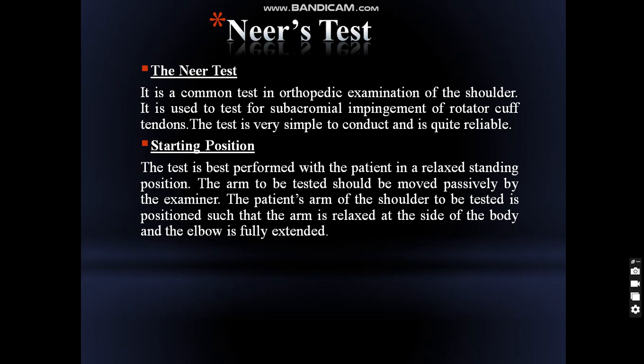Starting position. The test is best performed with a patient in a relaxed standing position. The arm to be tested should be moved passively by the examiner. The patient's arm of the shoulder to be tested is positioned such that the arm is relaxed at the side of the body and elbow is fully extended.